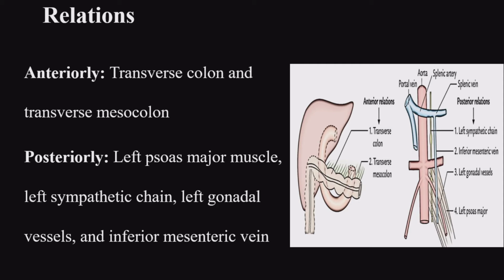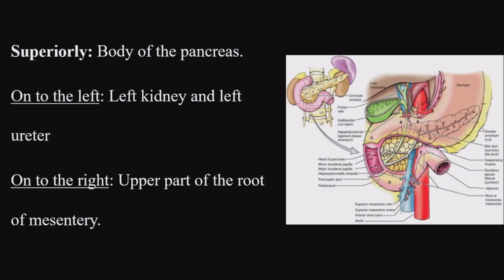Relations: anteriorly, the fourth part of the duodenum is related with the transverse colon and transverse mesocolon. Posteriorly, with the left psoas major muscle, left sympathetic chain, left gonadal vessels and inferior mesenteric vein. Superiorly, the body of the pancreas. To the left, it is related with the left kidney and left ureter. To the right, it is related with the upper part of the root of the mesentery.